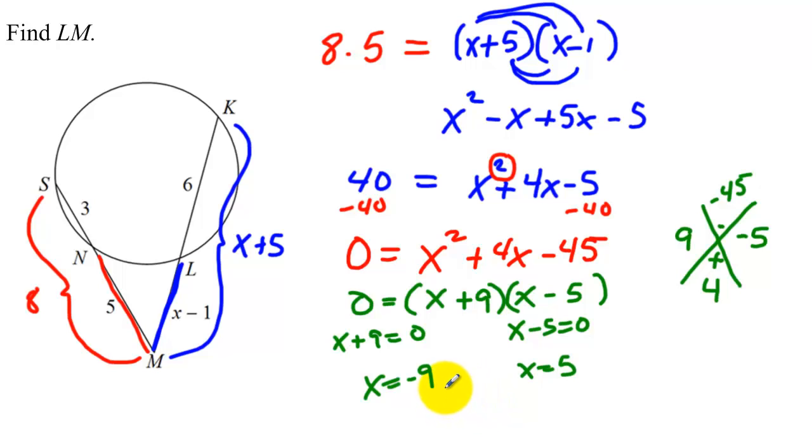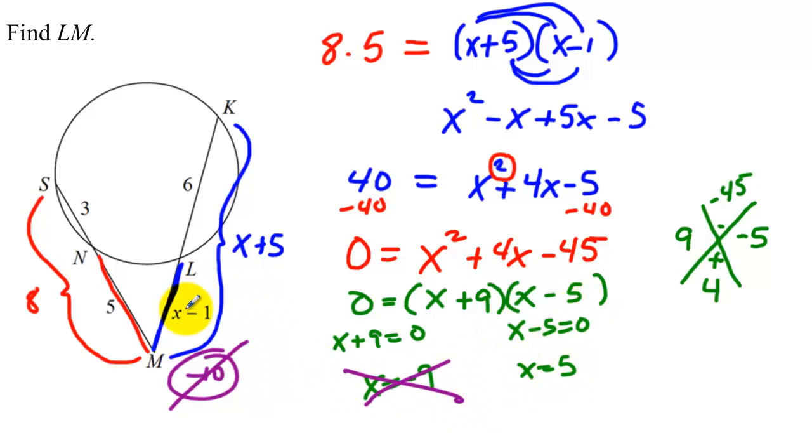We're still not done because we don't know if both those answers work. Remember, you cannot get a negative length, and that you might be facing a negative length if you look at the picture itself. So x is negative 9. Does that work? If we plug in negative 9 minus 1, we're going to get negative 10. Negative 10 cannot be a length. So we're going to cross this one out. It doesn't really work for our picture.